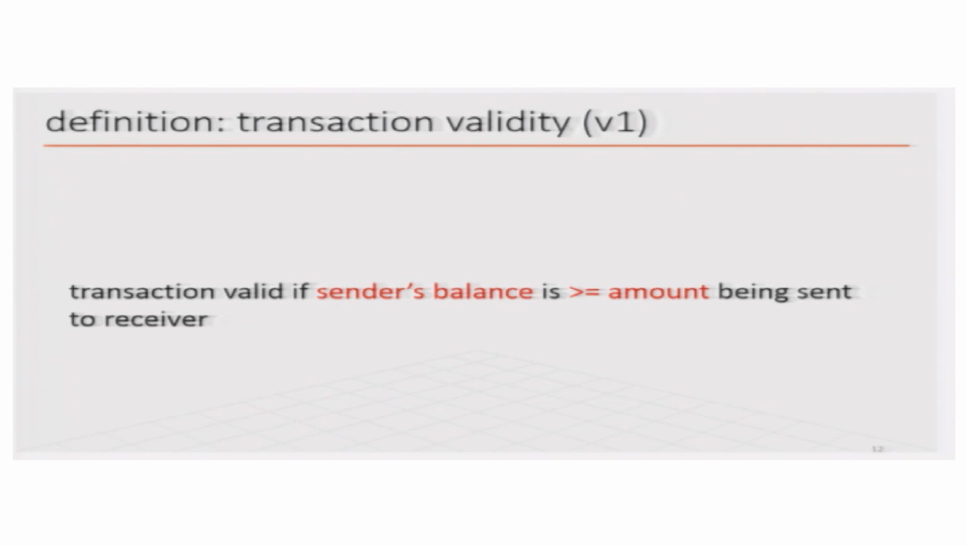So, the definition of transaction validity is this: if the sender's balance is greater than or equal to the amount that the sender is trying to send, then we say that the transaction is valid, otherwise the transaction is invalid. We call it transaction validity definition version 1, because as you will see, this is necessary, but not sufficient to declare a transaction to be valid. So, we will come back and redefine or add more to this definition and get version 2 of the transaction validity.